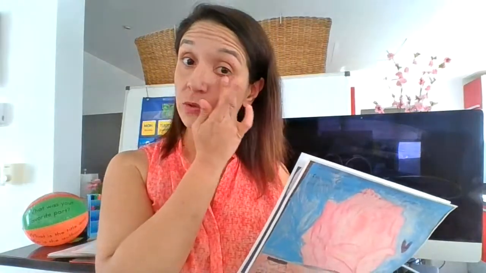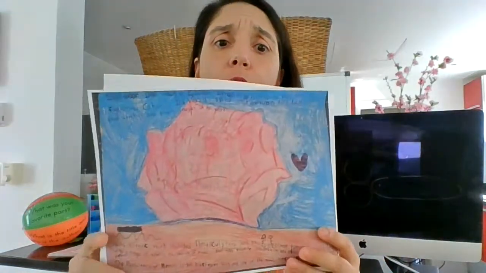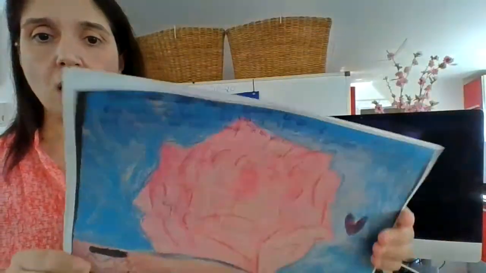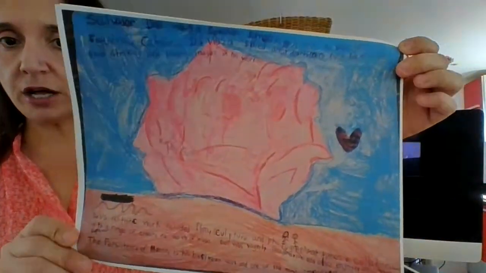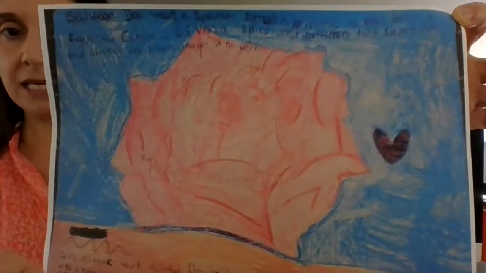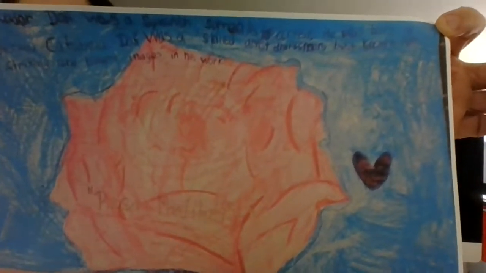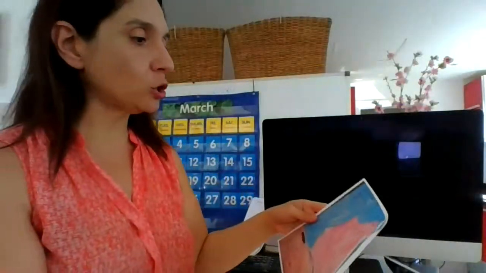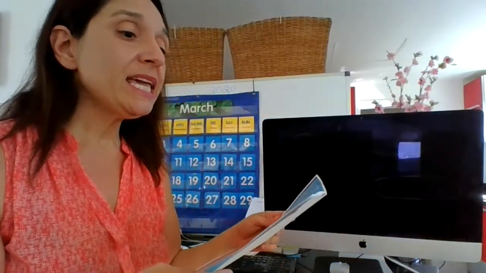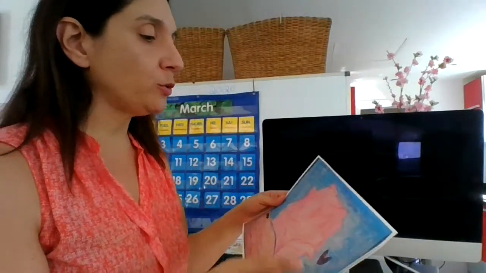So Valeria, who is one of my first grade students here, did this beautiful drawing, a recreation of one of Salvador Dali's paintings, okay? Let's see what she wrote. She wrote, Salvador Dali was a Spanish symbolist artist. He was born in Figueras, Catalonia. It's a little bit blurry because I blew it up to print it out.